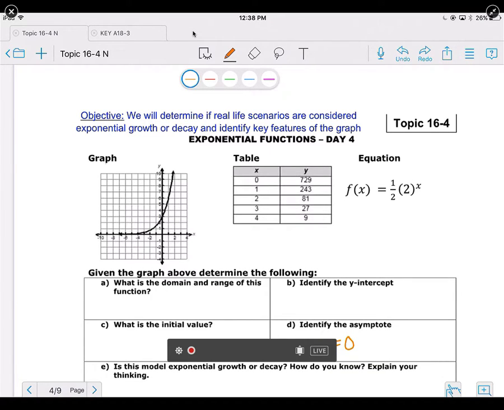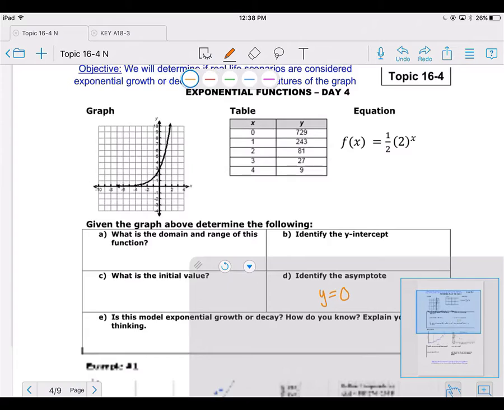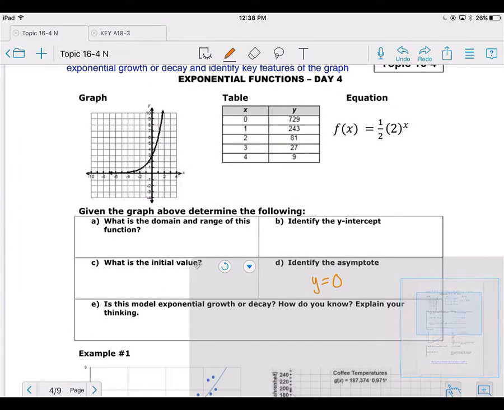This video covers topic 16.4 over exponential functions, day 4. So the first thing we're given is a graph, a table, and an equation, and they ask us to determine some of the following. So the first is asking for the domain and the range of this function.